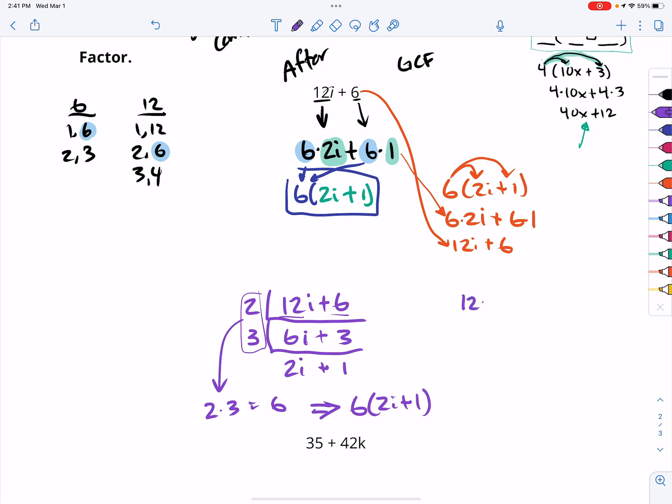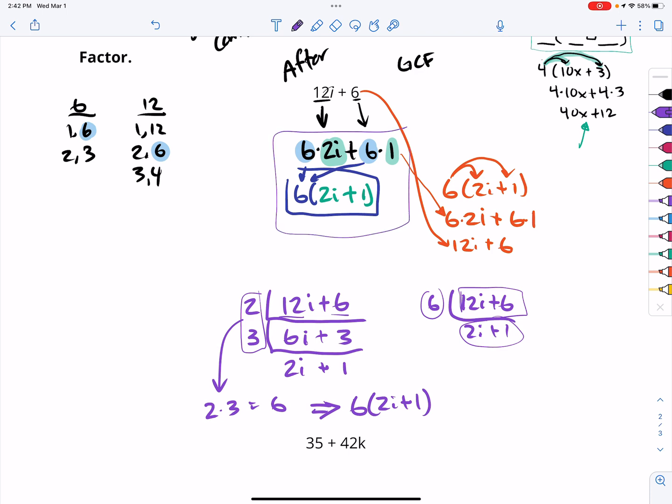Or if we had just taken that 6 out from the beginning, we know we would have 6 times 2i plus 1. 6 times 2i plus 1 equals 12i plus 6. So you could use this double ladder method. You could use this strategy here. I do love this first strategy that we went to because it connects to the distributive property much more clearly than using the double ladder.